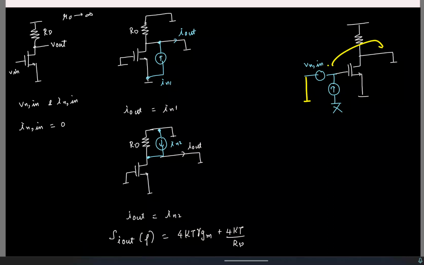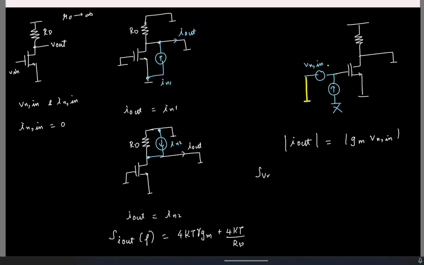Please tell me if it's not clear. Okay, fine, cool. So let's quickly find the transfer function. Here I am applying a small signal Vn in at the gate. I am interested in finding the current. Let's not worry about sign here. It's gm times Vn. So the transfer function is simply gm.